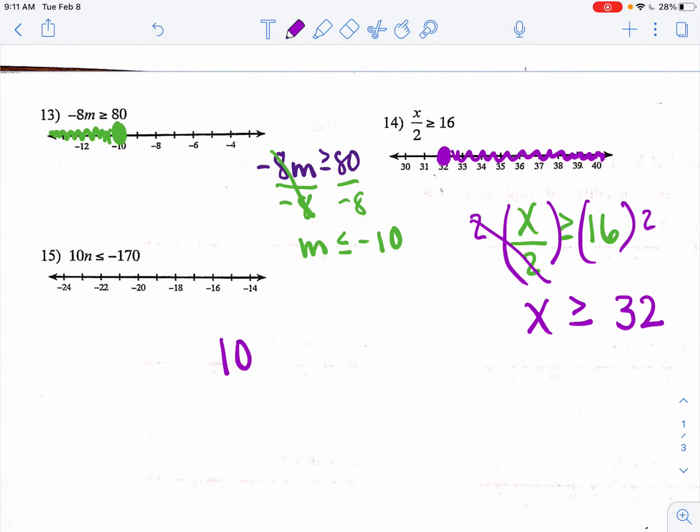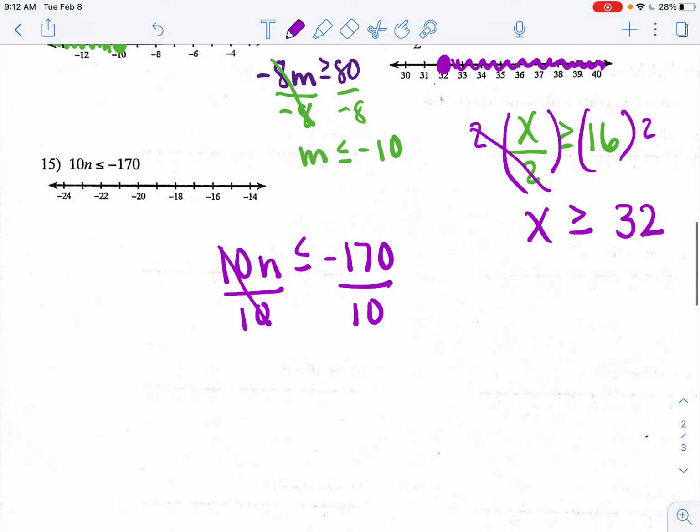Okay, number 15. 10n is less or equal to negative 170. 10n means multiply, so we are going to have to divide. That's the inverse operation for multiplication. We do not switch the sign because we're dividing by positive 10. And n is less or equal to negative 17. That's closed on negative 17, and I'll be shading to the left.